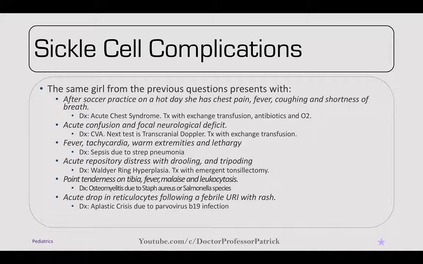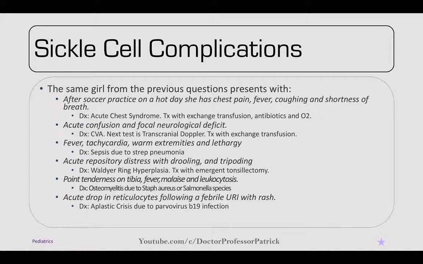Next, if they presented with fever, tachycardia, warm extremities, and lethargy, this would be worrisome for sepsis due to strep pneumo. So the encapsulated organisms have an increased risk of infection. So treatment would be appropriate. Next, if there was acute respiratory distress, drooling, and tripoding, this could be Waldeyer's ring hyperplasia, and you can treat this with emergent tonsillectomy.